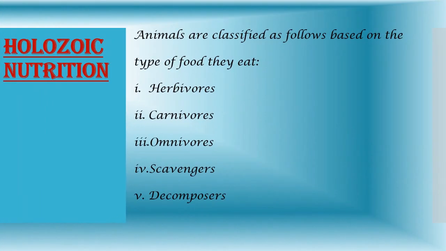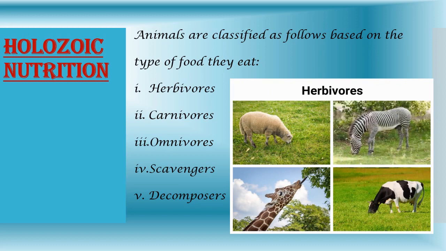Now students, animals are classified as follows based on the type of food they eat. So the animals are classified as herbivores, carnivores, omnivores, scavengers and decomposers. So now let's see what herbivores are. Herbivores are the animals which eat plants as their food.